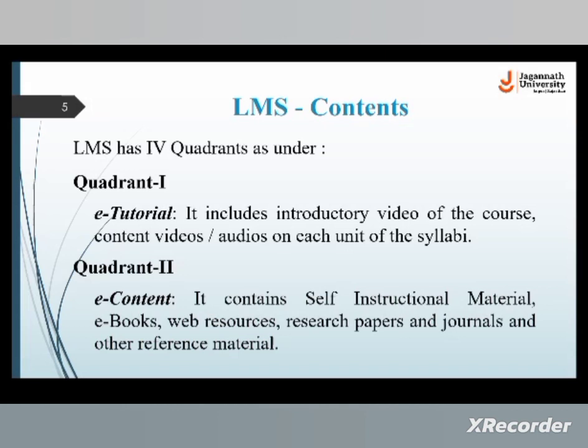Quadrant 2 stands for e-content. This quadrant contains self-instructional material, ebooks, web resources, research papers, and journals. This is very useful for students who want to learn more about a particular topic or who need additional resources to supplement their studies.